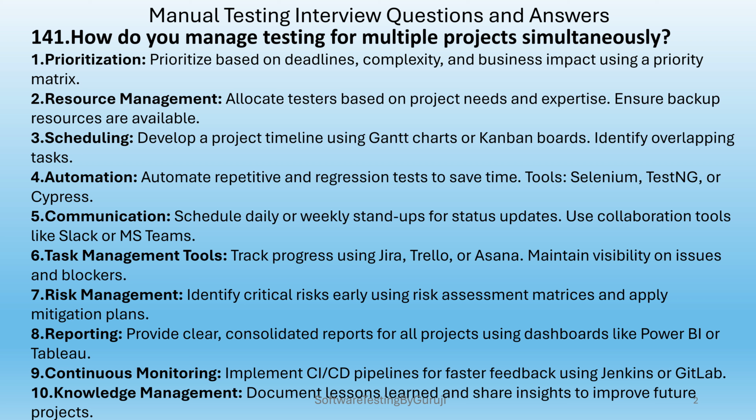Fifth, communication. Schedule daily or weekly stand-ups for status updates. Use collaboration tools like Slack or MS Teams. Sixth, task management tool. Track progress using Jira, Trello or Asana. Maintain visibility on issues or blockers. Seventh, risk management. Identify critical risks early using risk assessment matrices and apply mitigation plans. Eighth, reporting. Provide clear, consolidated reports for all projects using dashboards like Power BI or similar tools.